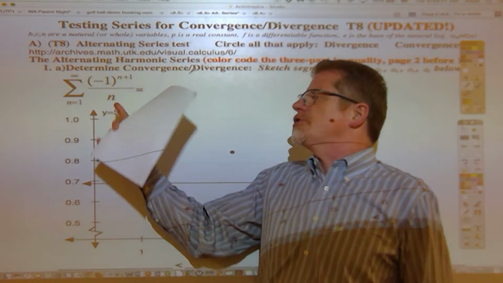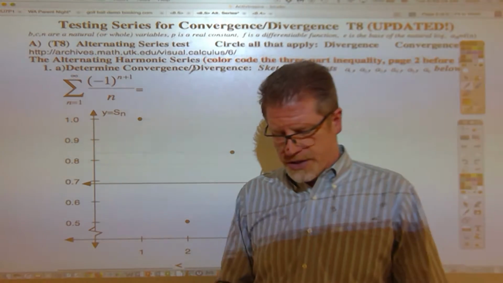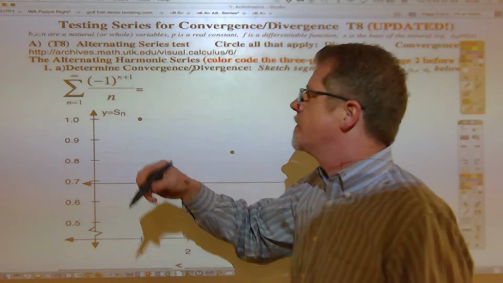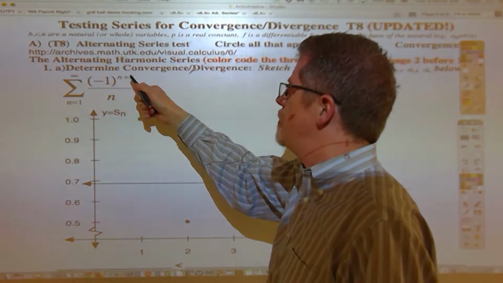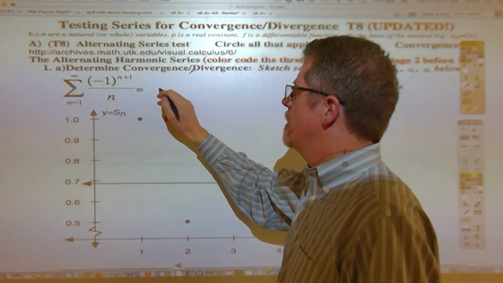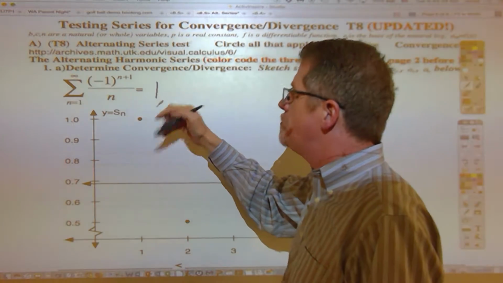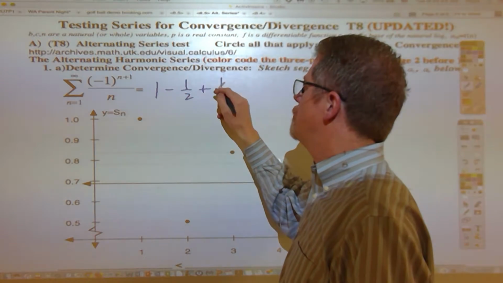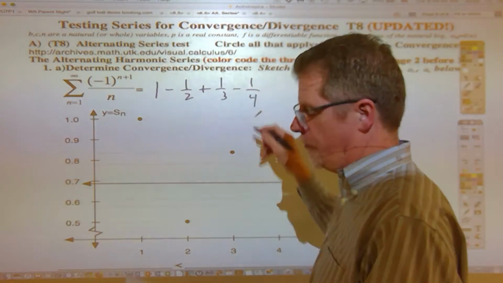This is the alternating harmonic series. Take a look at what this thing does when you put the initial value of the index of summation in for n: (-1)^(1+1), that's (-1) squared, 1. Instead of 1 plus a half plus a third, it's 1 minus a half plus a third minus 1/4.